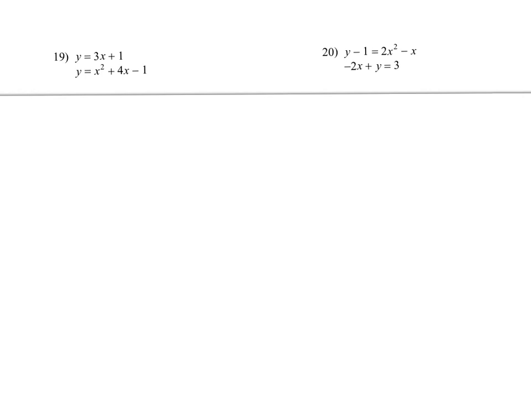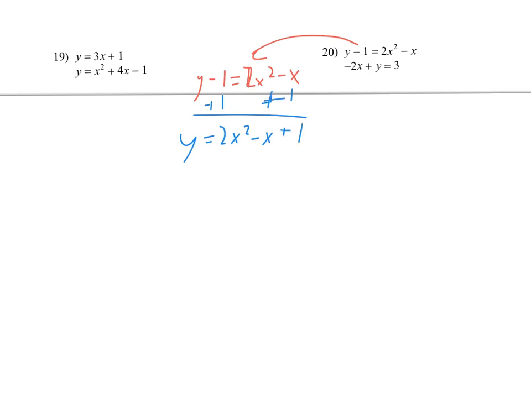On this one, I need to isolate y first. So I'm actually going to take this equation, y minus 1 equals 2x squared minus x. And I'm going to add the 1 over so I can isolate y. So y equals 2x squared minus x plus 1 that I added over. So now that I have that, I can take it and I can swap it out for this y right here. And so I'm going to rewrite this equation as negative 2x plus parentheses 2x squared minus x plus 1, and that's equal to 3.